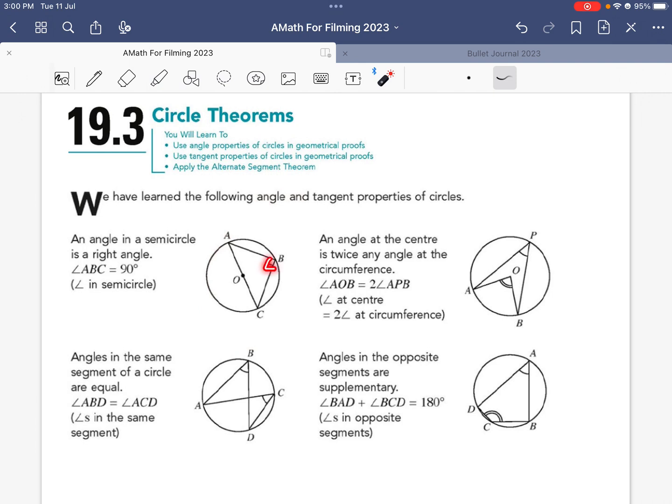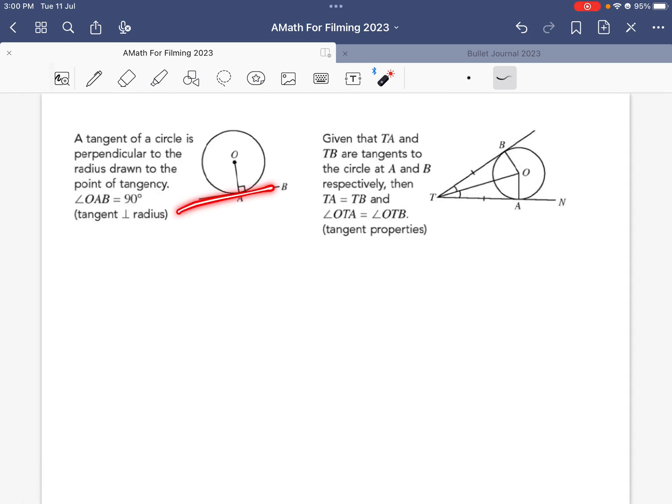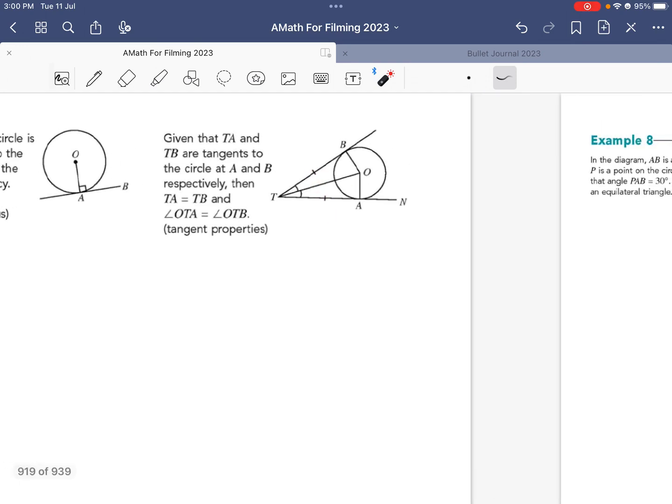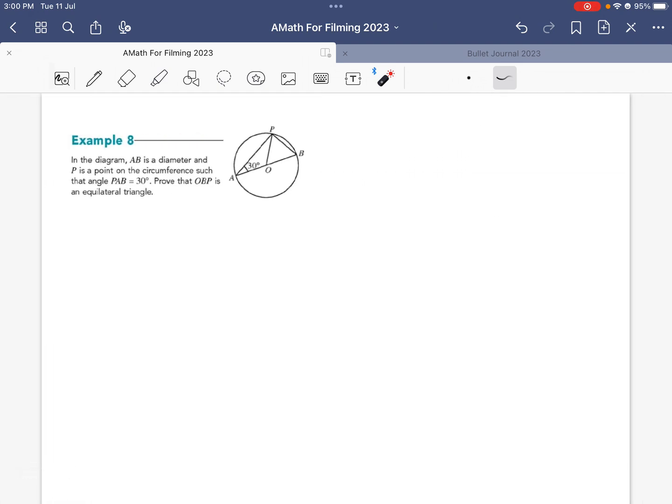For example, angle in semicircle is 90 degrees. Angles in the same segment are equal. Angle at center is 2 times angle at circumference. Lastly, angles in opposite segments are supplementary, meaning that they both add up to 180 degrees. Similarly, tangent is perpendicular to radius, so this is 90 degrees, and tangents from the point are equal. All these are actually found in your E-maths, but now we summarize them for you in A-maths.